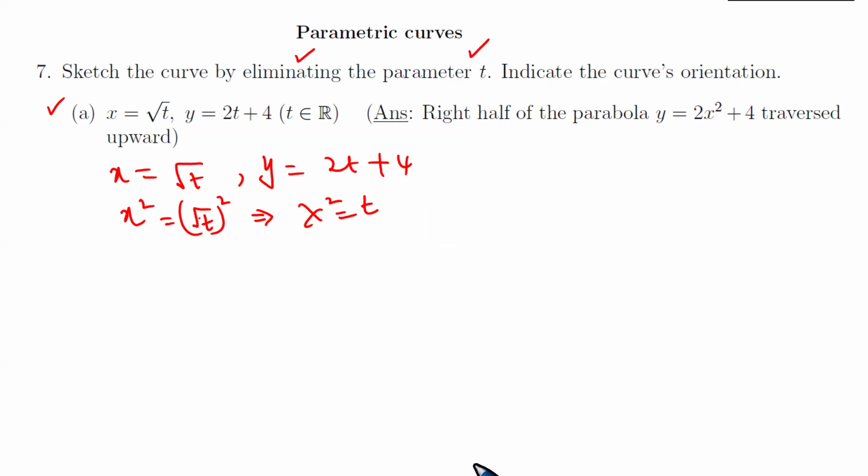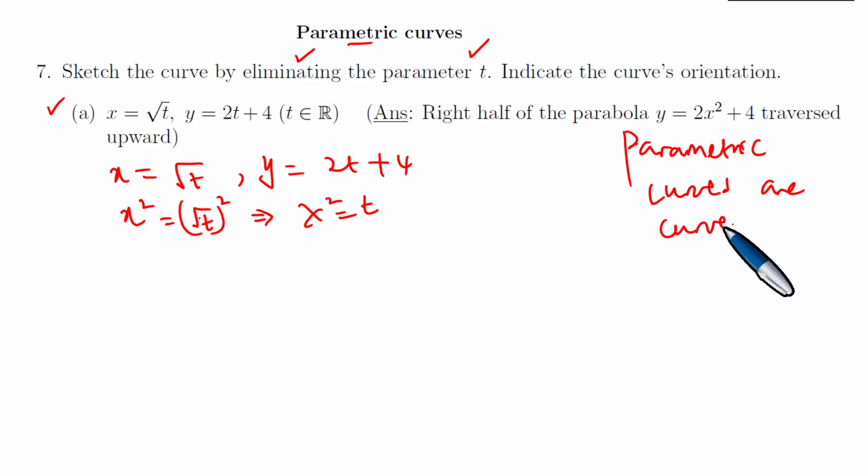First and foremost, to discuss this notion of parametric curves, you need to understand that what we call parametric curves are curves written as functions of t.